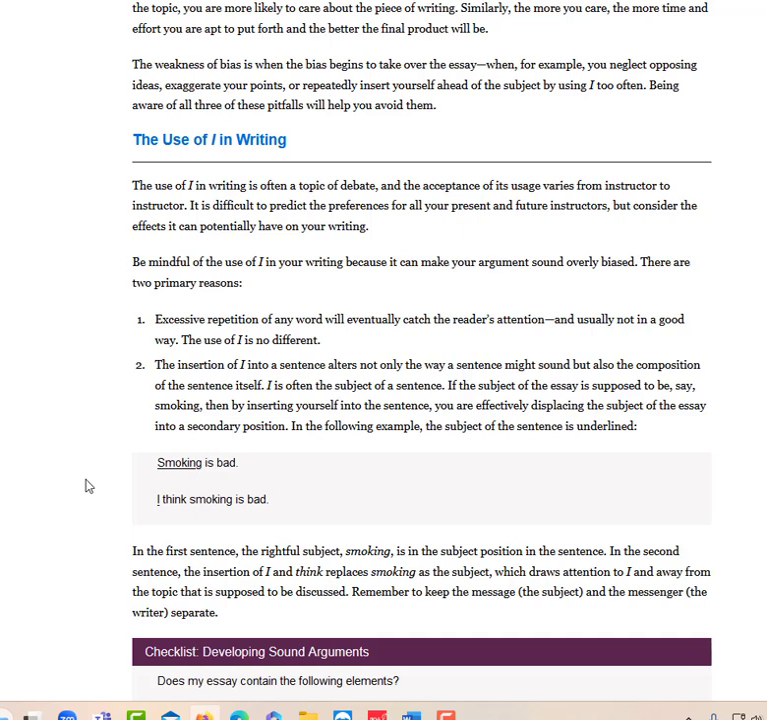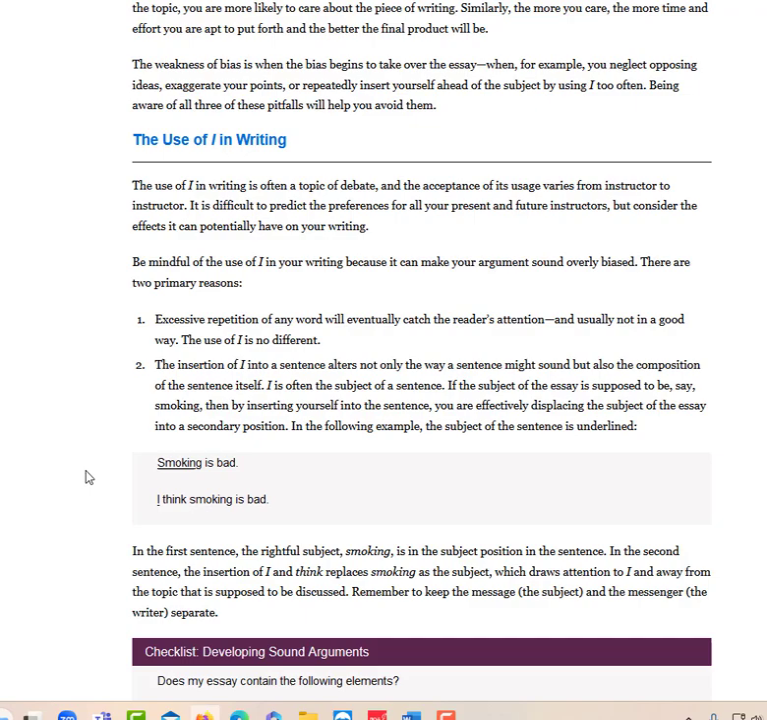In the following example, the subject of the sentence is underlined. "Smoking is bad." So "smoking" is underlined. And then the second sentence, "I think smoking is bad." In the first sentence, the rightful subject, smoking, is in the subject position in the sentence. In the second sentence, the insertion of "I" and "think" replaces smoking as the subject, which draws attention to "I" and away from the topic that is supposed to be discussed. Remember to keep the message, the subject, and the messenger, the writer, separate.